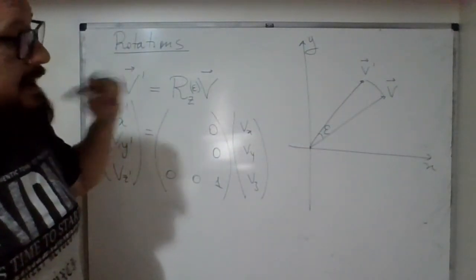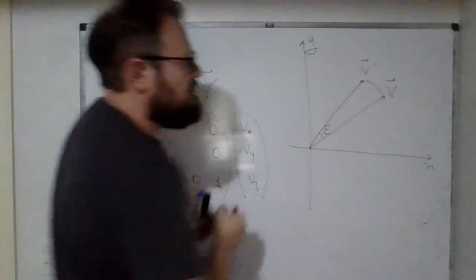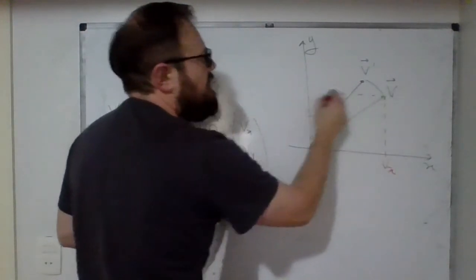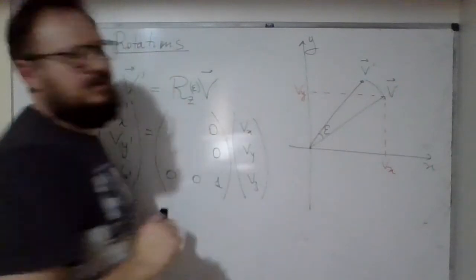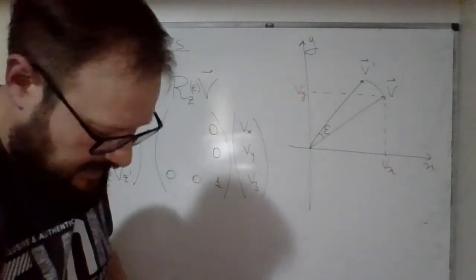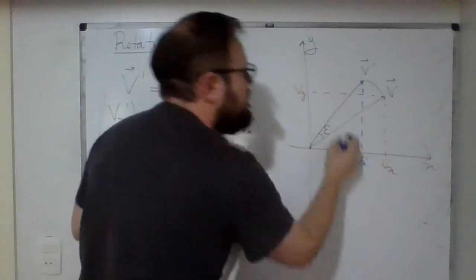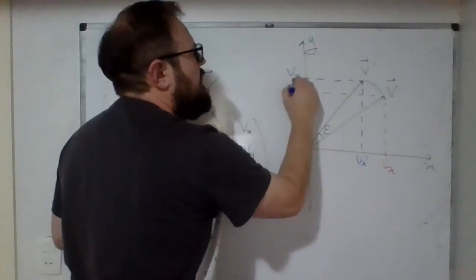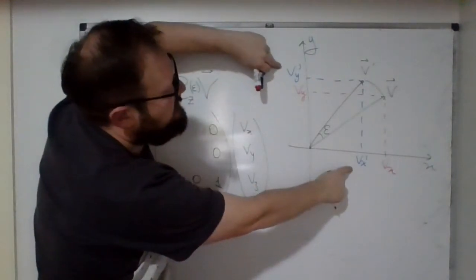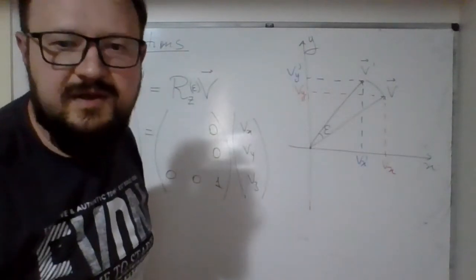Okay, and notice that the original vector has some projection here, which is the Vx, and some projection here, which is Vy, okay, Vx and Vy, and the rotated vector has some components Vx primed, Vy primed, all right? We are trying to connect the Vx primed and Vy primed with Vx and Vy, given the angle of rotation.